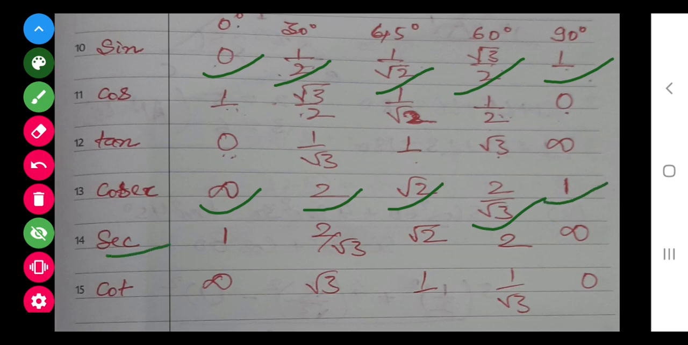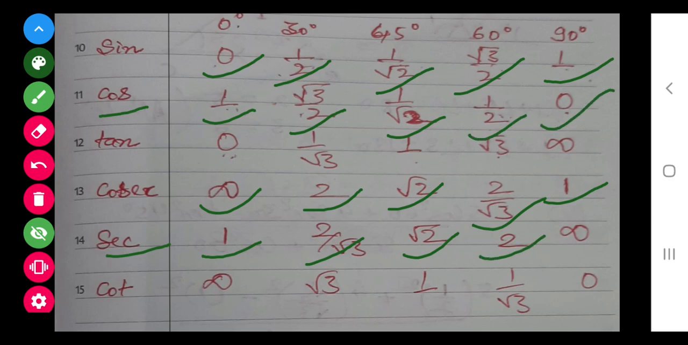Similarly, sec is the reciprocal of cos. So 1 upon 1 is 1. Reciprocal of this is this. Reciprocal of this is this. And reciprocal of 0 is infinity.